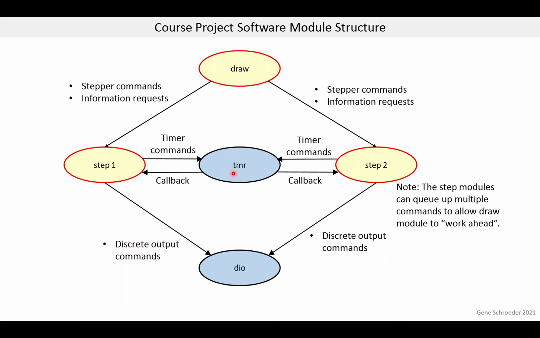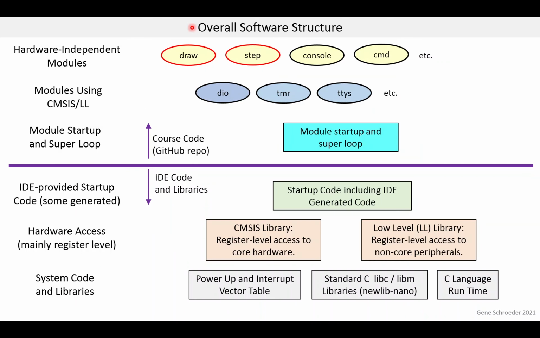Now the timer module is used by the step modules. The step modules use the timer callback to issue the new stepper GPIO signals at the right time. Finally, the DIO module actually outputs the GPIO signals. We'll be looking at the details of the operation of this in later lessons, but this gives you the big picture.